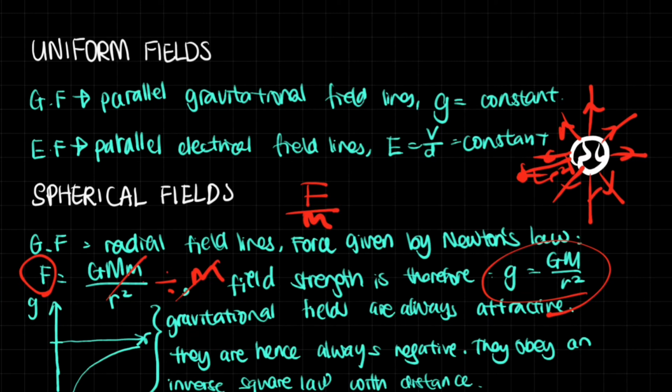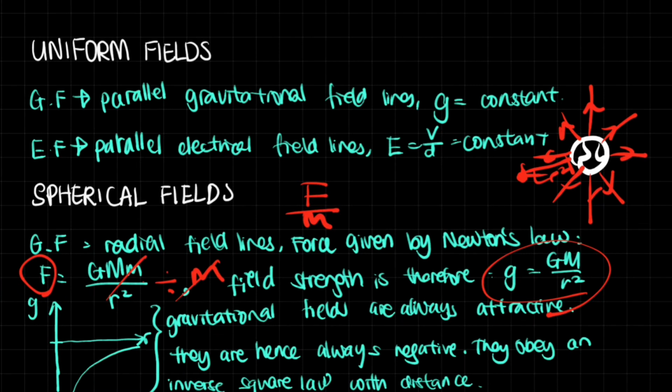So you might have heard in the last video that I did on electrical potential that if you have an attractive field, then the fields are always going to be negative. So negative means attractive field, positive means repulsive field, and therefore they are always negative. There is always a negative field for gravity, at least up to this point. And so they obey an inverse square law with distance.